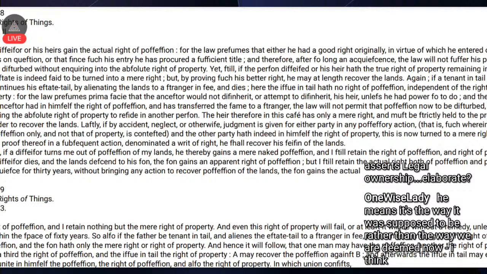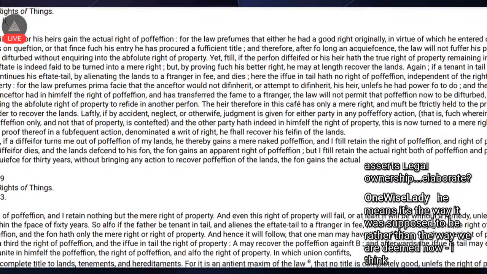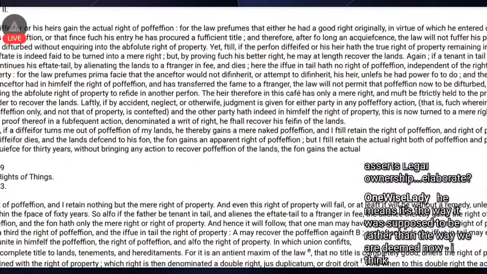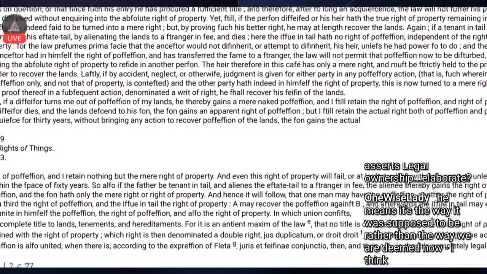Lastly, if by accident, neglect, or otherwise, judgment is given for either party in a possessory action, that is, such wherein the right of possession only, and not that of property, is contested, and the other party hath indeed in himself the right of property, this is now turned into a mere right, and upon proof thereof in a subsequent action, denominated a writ of right, he shall recover his seisin of the lands.